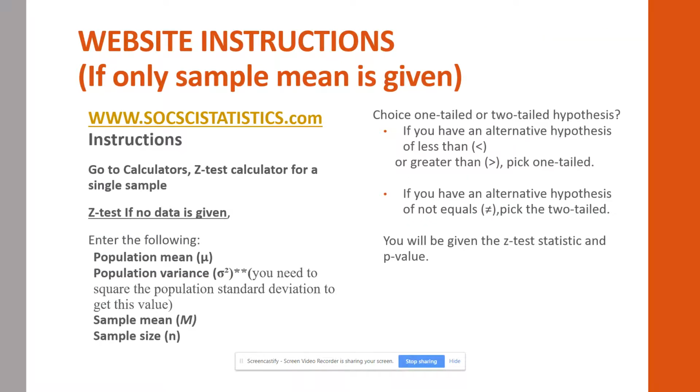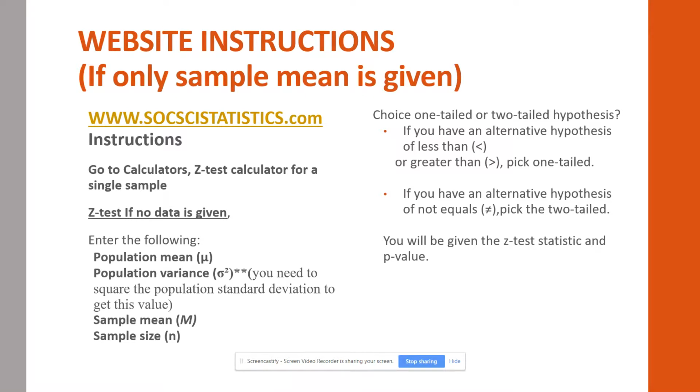So for the website, Social Science Statistics, you're going to go to www.socialscistatistics.com. You're going to go to Calculators and the z-test calculator for a single sample. The z-test, if no data is given, you're going to enter the following data. First is your population mean. And the next one is the population variance. That's different from the population standard deviation that you're given. So all you need to do is take that population standard deviation and square it. Then you have the sample mean, and then you have the sample size.